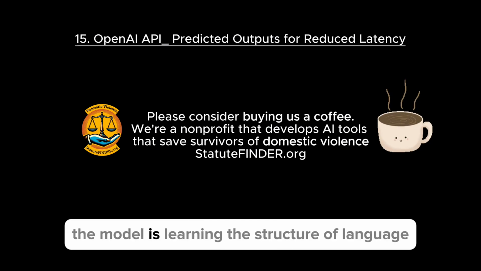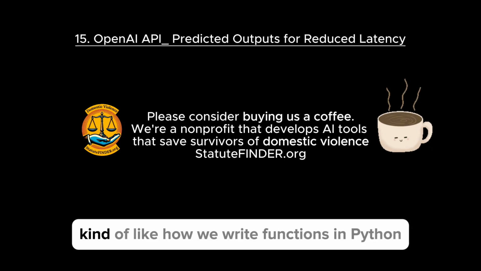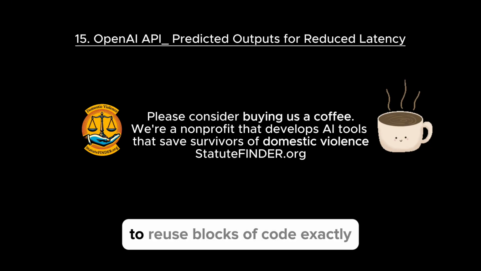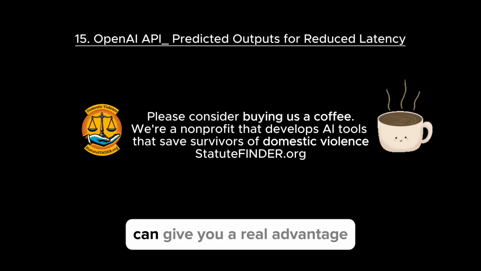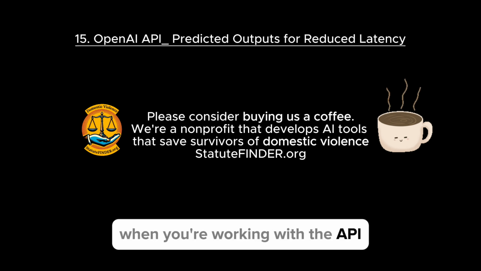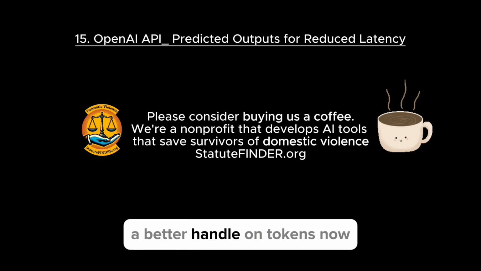So it's like the model is learning the structure of language by finding those patterns, kind of like how we write functions in Python to reuse blocks of code. Exactly. It's all about patterns and making things efficient. Understanding that process can give you a real advantage when you're working with the API. Okay, starting to get a better handle on tokens now.